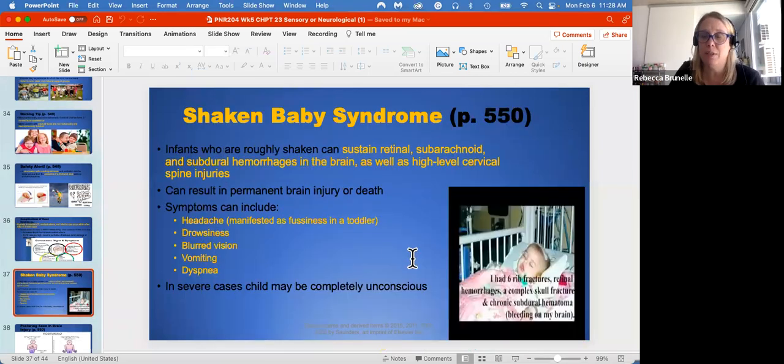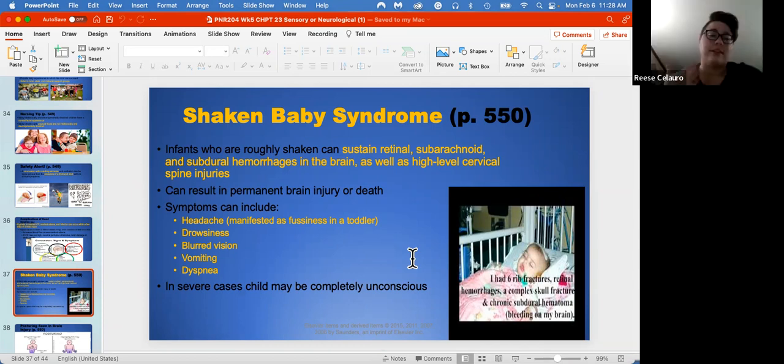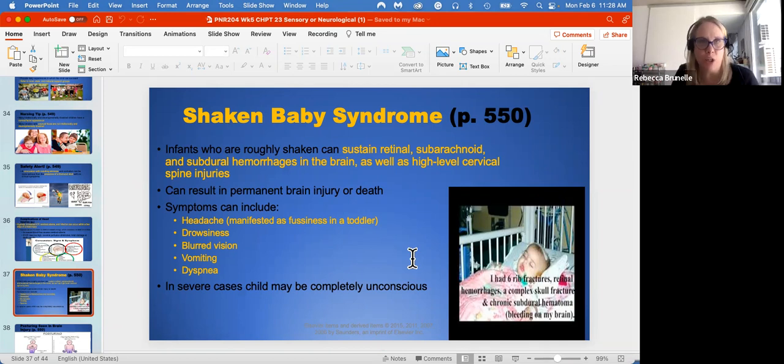So shaken baby syndrome. Is this something that you guys have heard about? What do you think shaken baby syndrome is? Oh, literally when someone shakes the baby and their brain hits the skull. Right. So it's a form of child abuse, right? Parents get frustrated and they shake the baby. It can cause permanent brain injury or death.